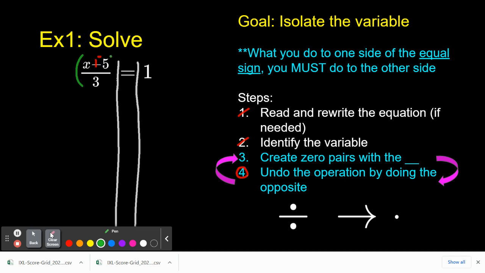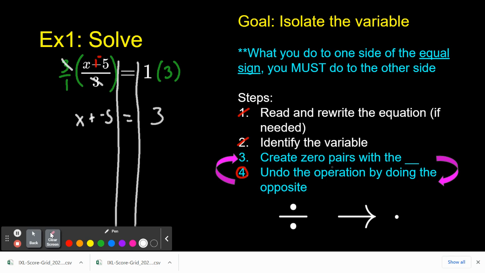I'm going to take this entire side, I'm going to multiply by 3 over 1. And if I multiply that side by 3, of course, you guys know I need to multiply the right side by 3 as well. Why did I do that? Well, look at here. This is going to reduce down with this 3 here, which leaves me with just x plus -5 on the left side. 1 times 3 is 3. Now that I've undone that division that was happening to the entire left side, this equation looks pretty straightforward.